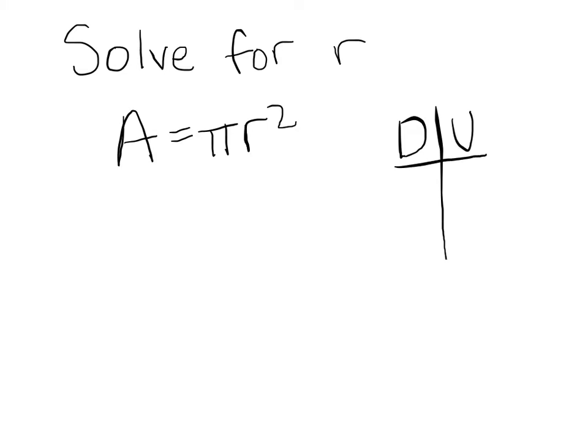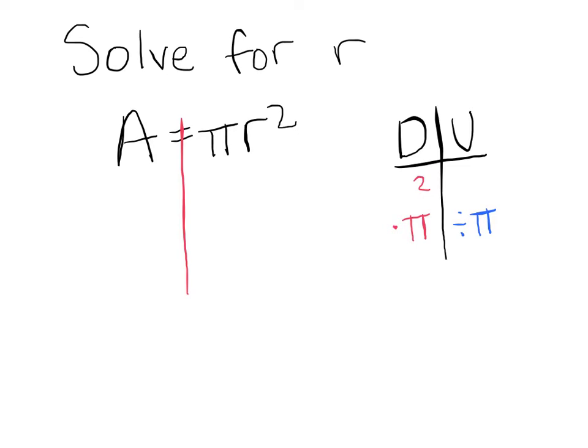Now let's look at the right-hand side of the equation. We have pi times r squared. So the first thing that happens to r is it gets squared. I'm going to make a little squared in my do chart. The second thing that happens to r is it gets multiplied by pi. So we have our do side finished, and now we can do our undo side. So we need to divide by pi to undo multiplying by pi.